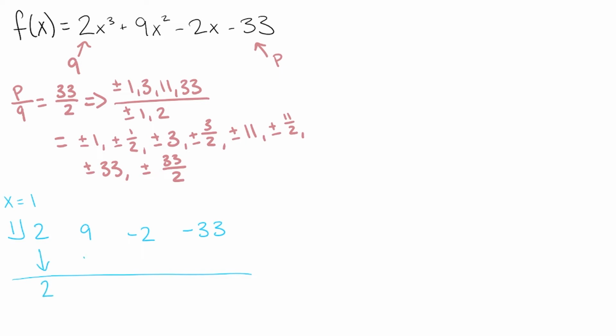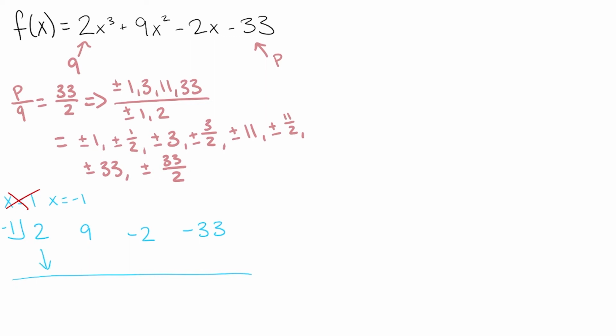1 times 2 is 2. 9 plus 2 is 11. 1 times 11 is 11. Negative 2 plus 11 is positive 9. 1 times 9 is 9. And negative 33 plus 9 is negative 24, which is not 0. So we know that x equals 1 is not a possible term, and positive 1 is not one of our rational roots. So let's try negative 1.